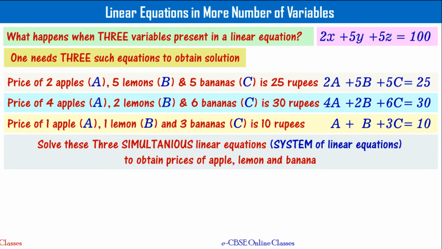If you have only two equations, then you are not talking specific prices for apple, banana, and lemon, or one equation for that matter. Since you have three variables, you need three equations. Please take a note of that.